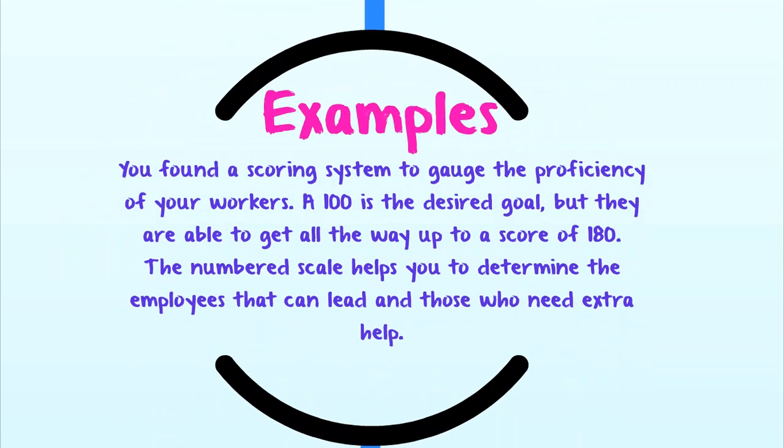For example, you found a scoring system to gauge the proficiency of your workers here at the Sweet Life candy shop. A 100 is the desired goal, but they have the ability to get all the way up to a score of 180. The numbered scale helps you determine the employees that can lead and those who need extra help. And so you implement this exam, and you are able to organize your schedule so that weaker employees can be paired up with stronger employees so that they can grow in their Sweet Life candy shop experience.